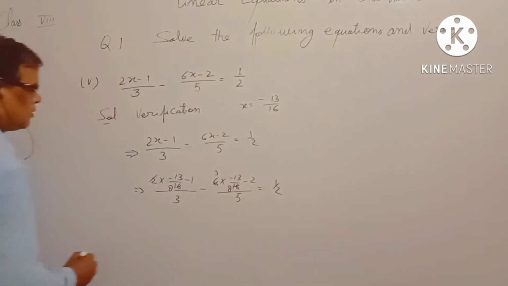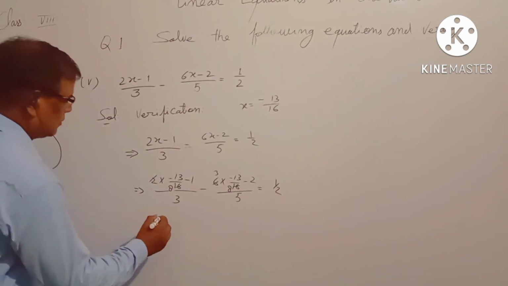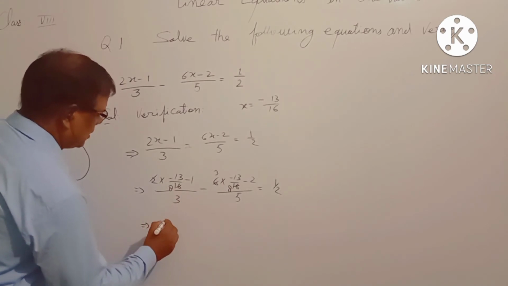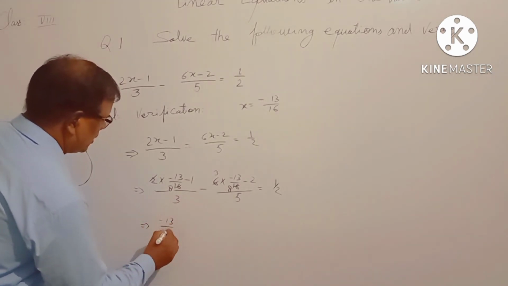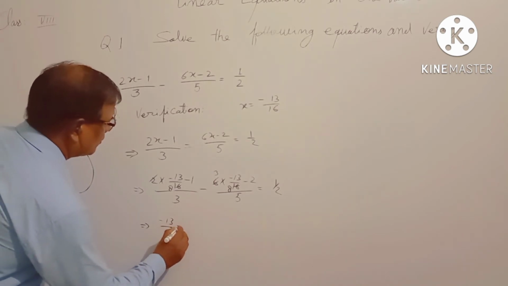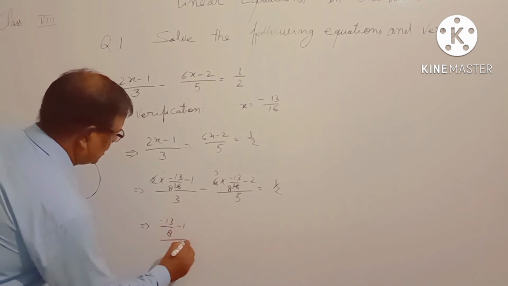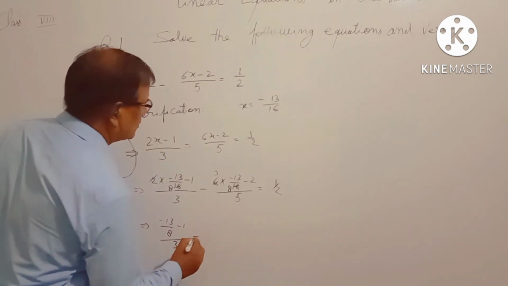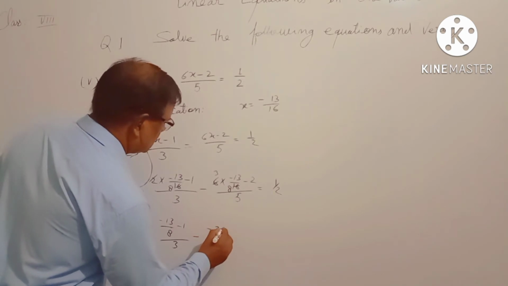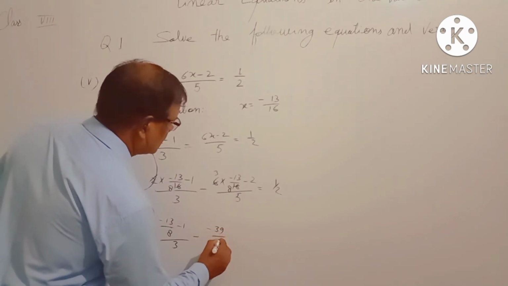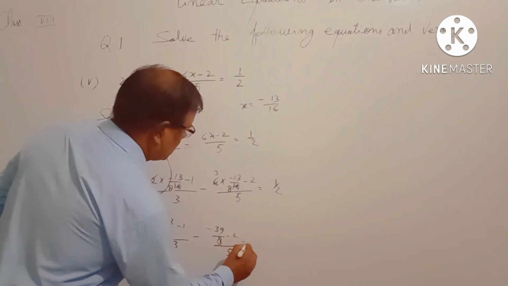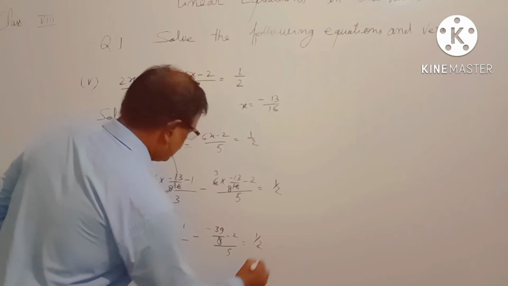Now we multiply and solve it. Now minus 13 by 8, 13 by 8 minus 1 by 3, minus 13 times 3 is 39, minus 39 by 8, minus 2 by 5 equal to 1 by 2.